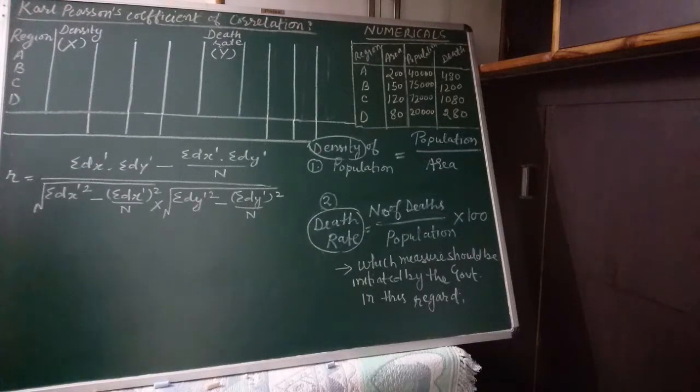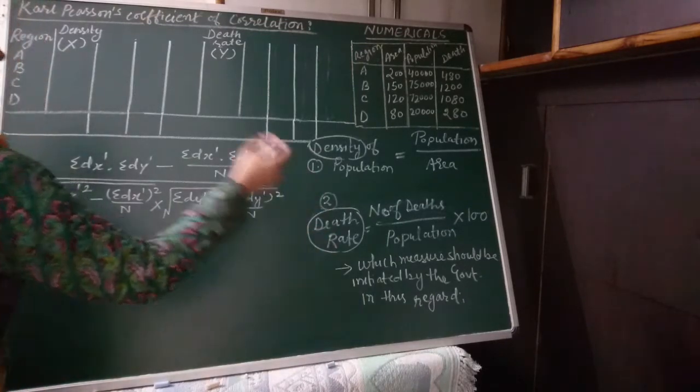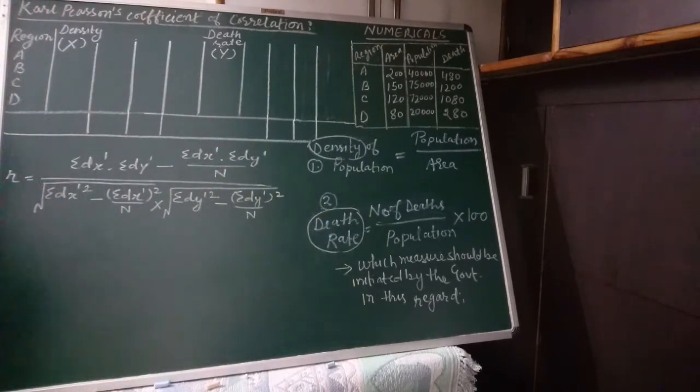In this video, we are calculating Karl Pearson's coefficient of correlation. The statement is given from the data related to density of population and death rate. Calculate the sum by step deviation method, and which measure should be initiated by the government in this regard? He is asking. So let us start.